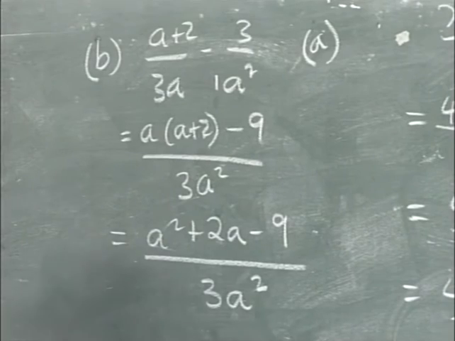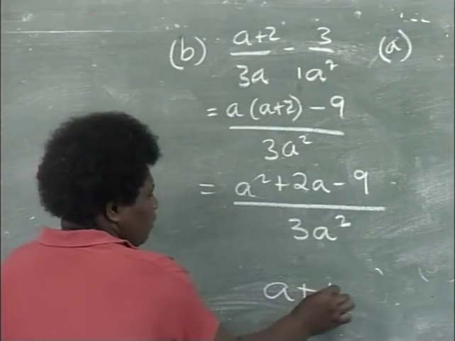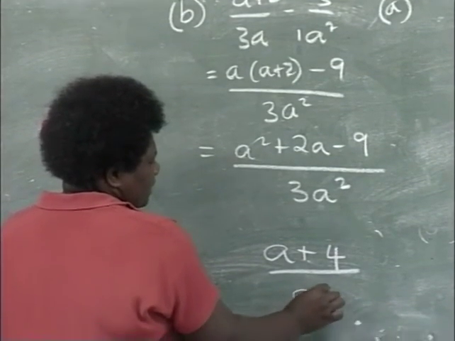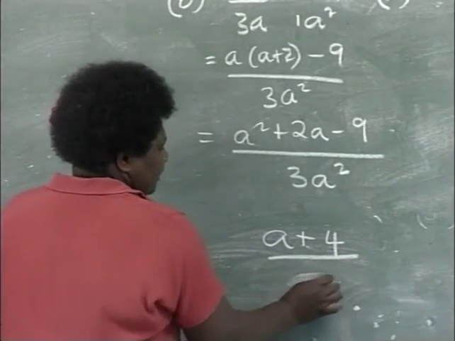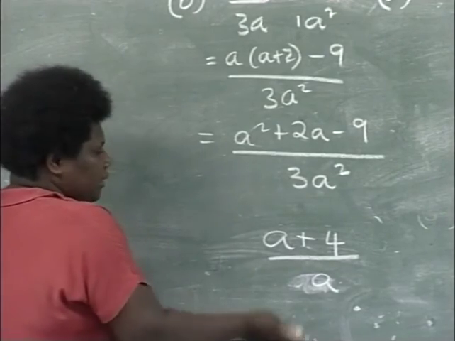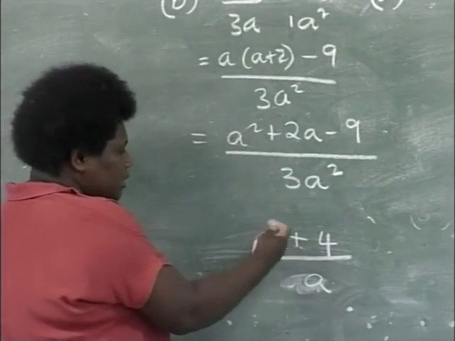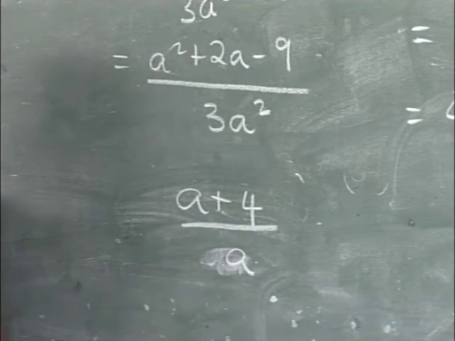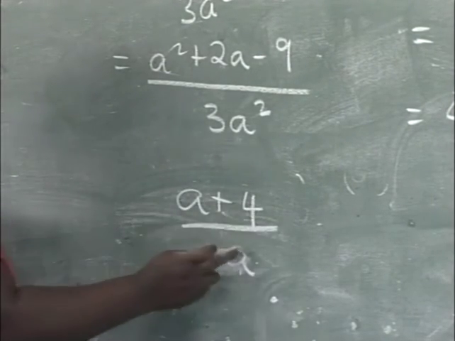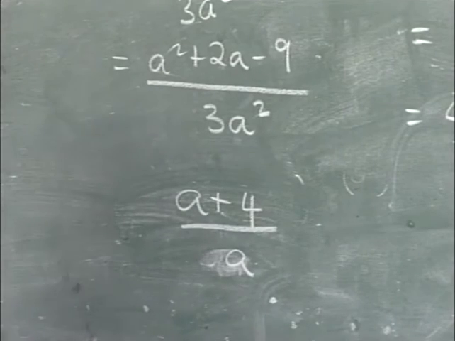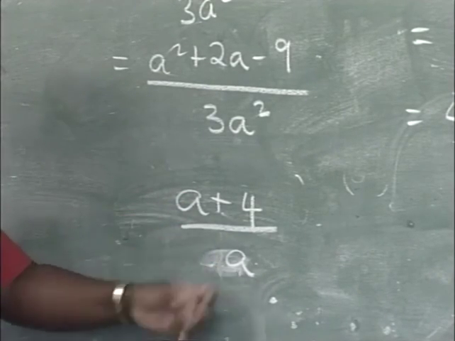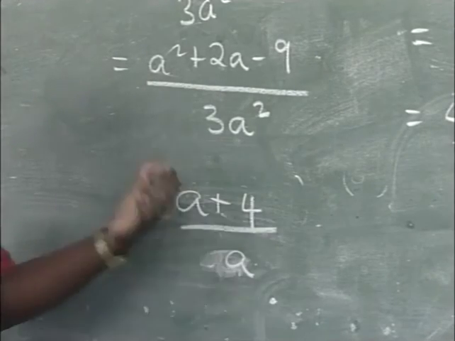Even if it was like this, A plus 4 over A, you cannot cancel this A and this A, because this thing says it's A plus 4 over A. It's one number over another one, so you cannot cancel. You can separate them out and say A over A plus 4 over A, but you cannot cancel unless you do that.